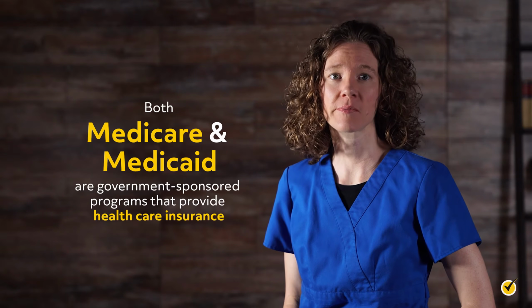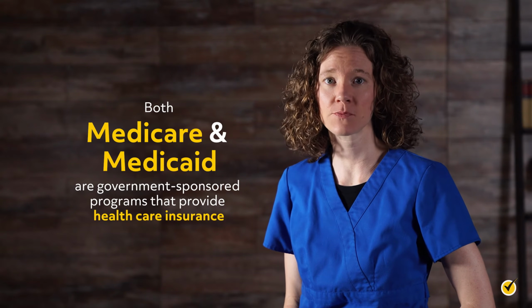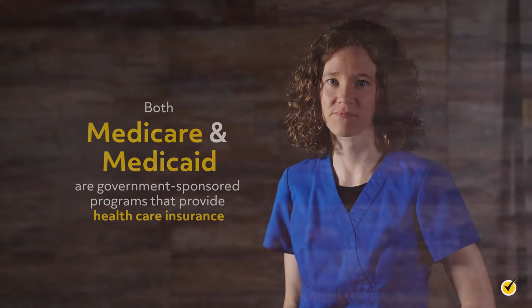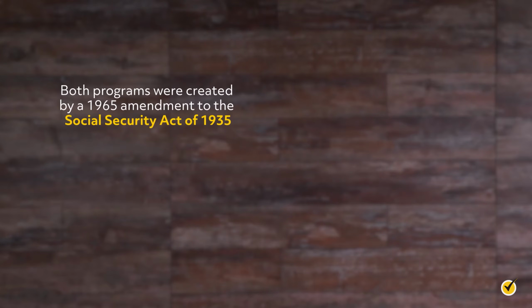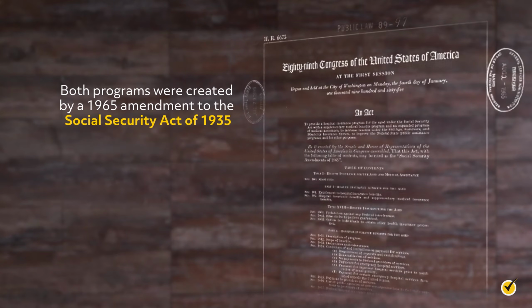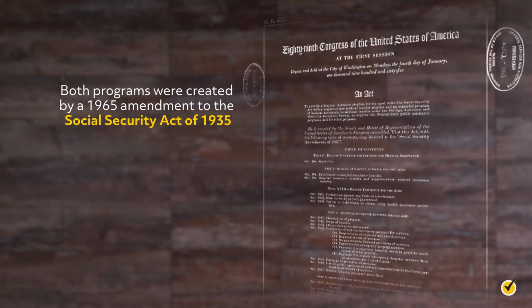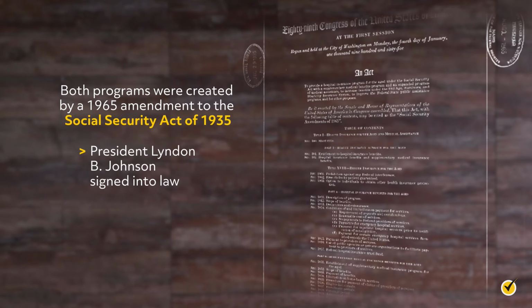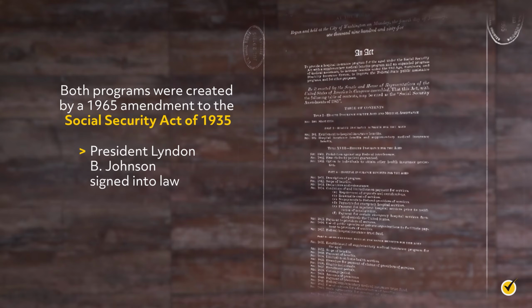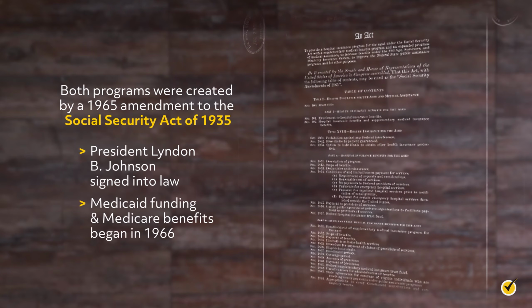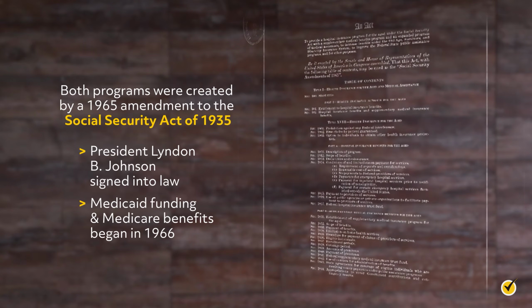Both Medicare and Medicaid are government-sponsored programs that provide health care insurance to defined groups of people in the United States. Both programs were created by a 1965 amendment to the Social Security Act of 1935, which President Lyndon B. Johnson signed into law. Medicaid funding and Medicare benefits began in 1966.